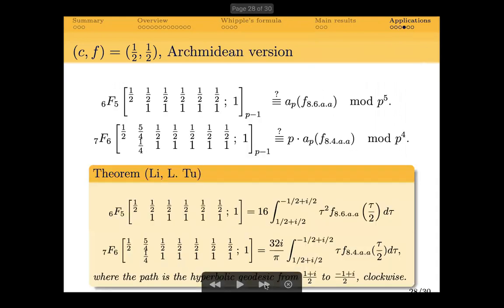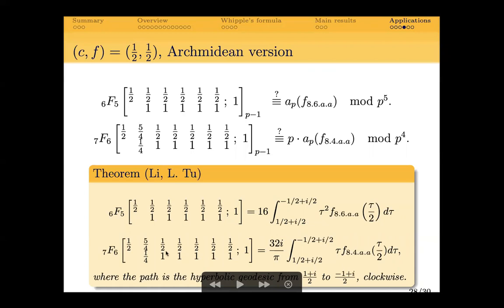And we also actually computed exactly the Archimedean version in terms of real periods of those modular forms. The untruncated version turns out to be what we call the Archimedean version. It's the real periods of this modular form. If you take a very explicit cycle, it will be exactly the untruncated version.